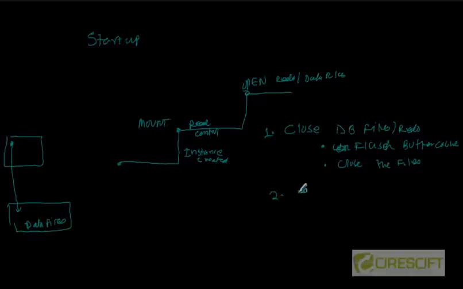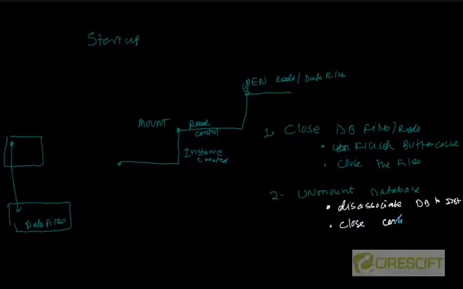The next thing that happens is that it's going to unmount the database. In the unmount step, we are going to disassociate the database from the instance. Then the next step is that we close the control file. So then the unmount process is done.